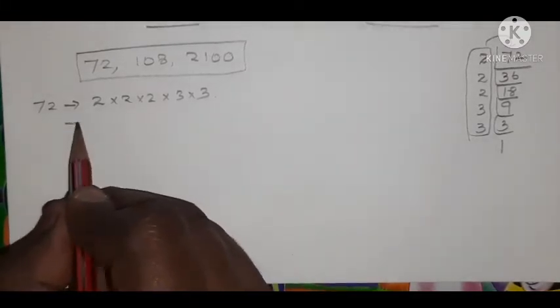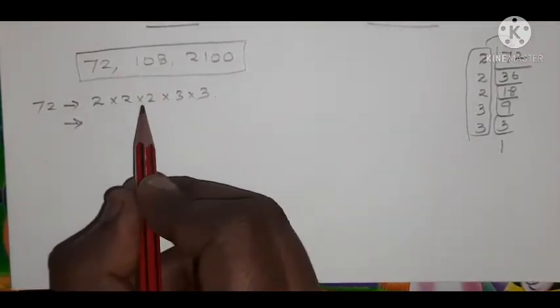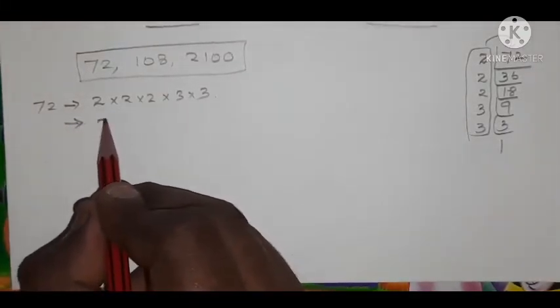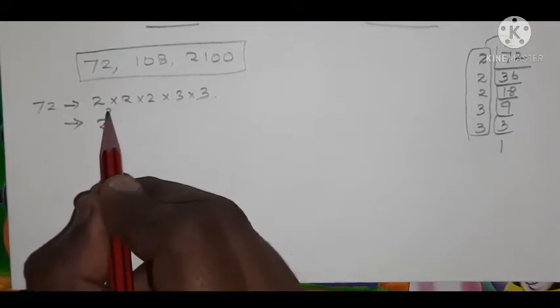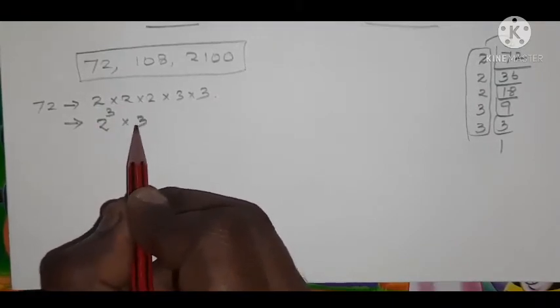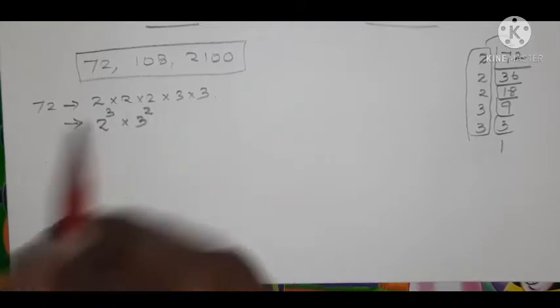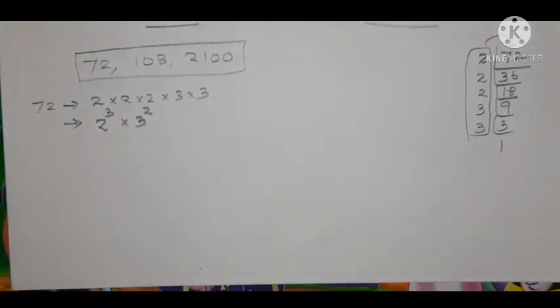The second step we should write is in the form of powers. There are three 2s and two 3s. So 2 power 3 into 3 power 2. Second step over. We'll do the final step later.